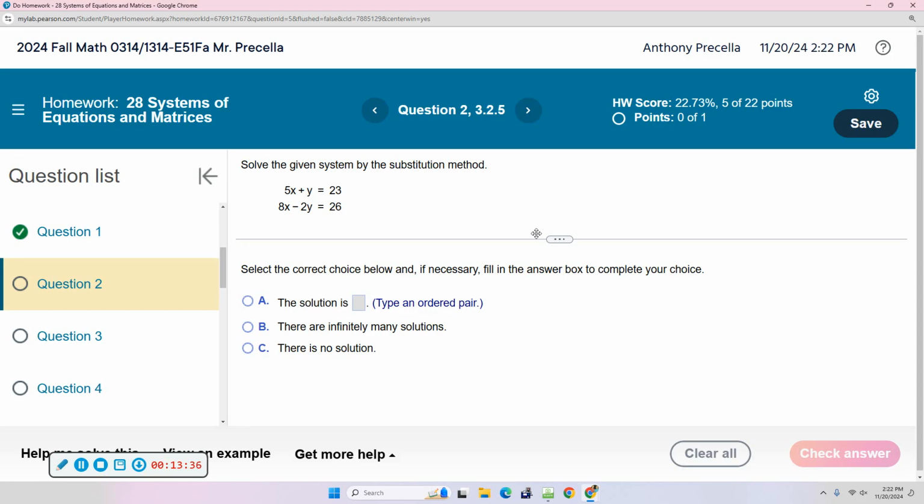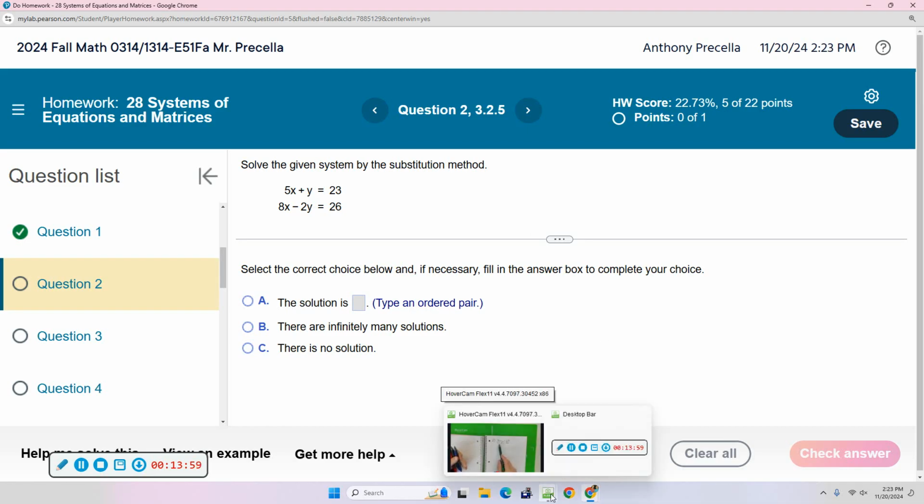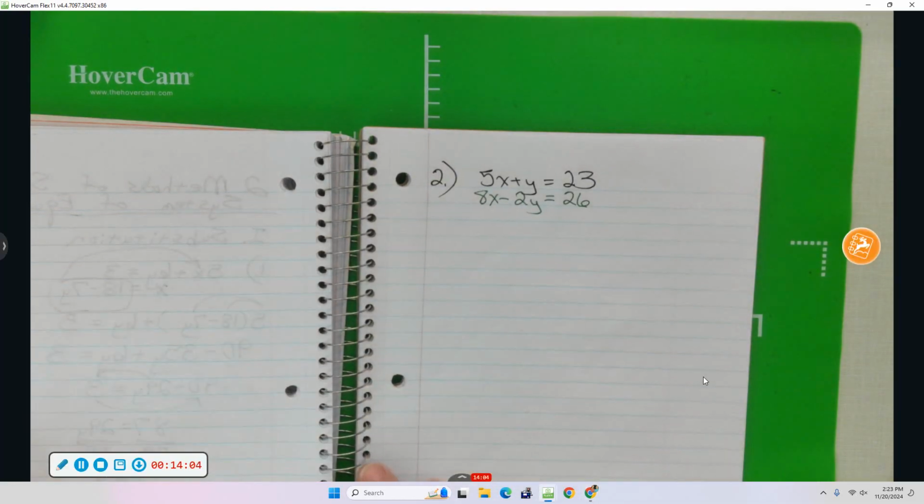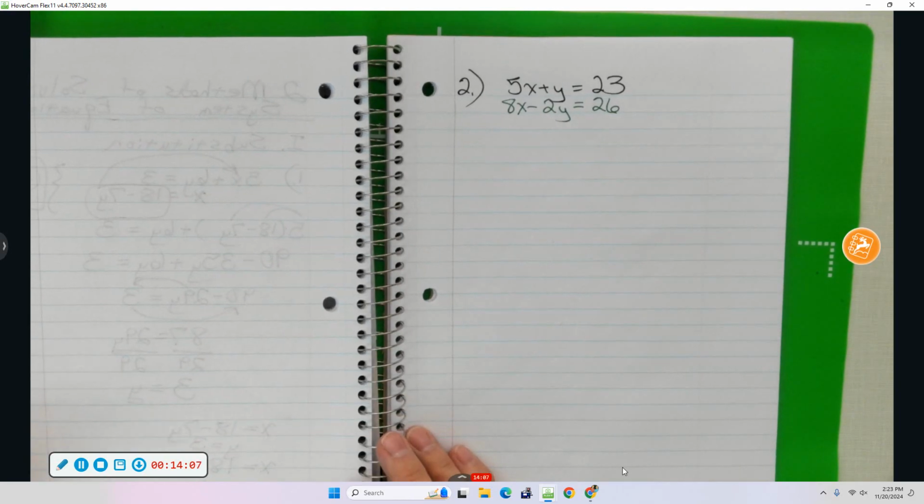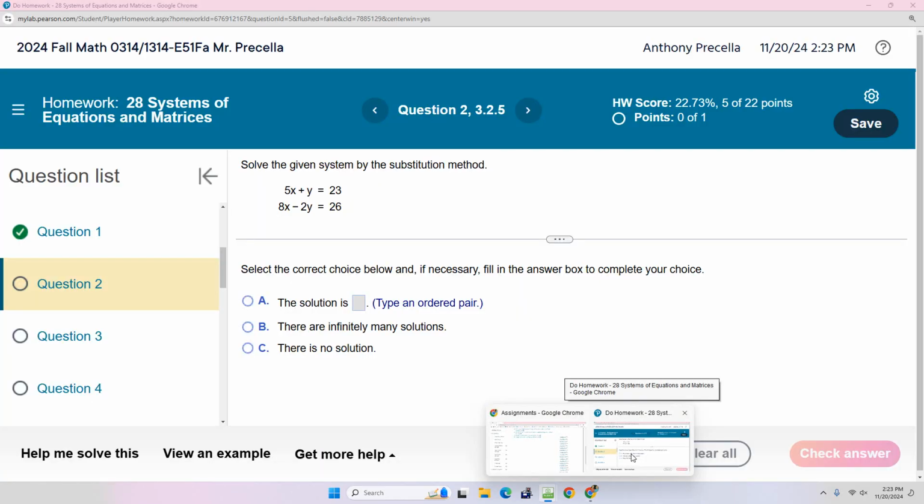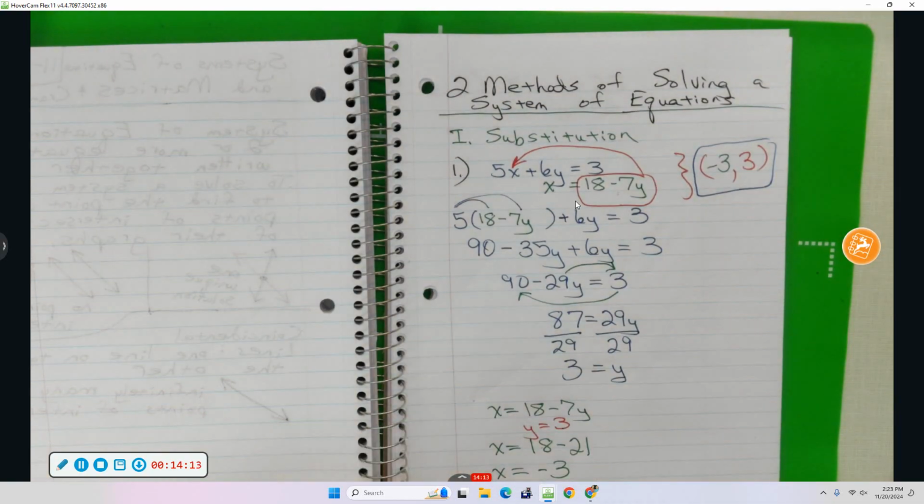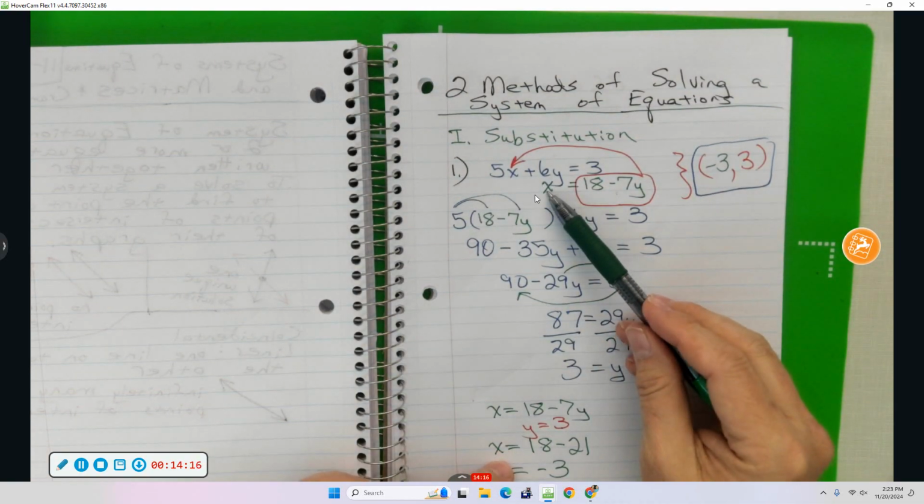We want to know, where does the line 5x plus y equals 23 intersect the line 8x minus 2y is equal to 26? Wait, you said 26, but it's 23. Yeah. Oh, 5x plus y equals 23. 8x minus 2y equals 26. You got it right. I misheard it. Instructions say to use substitution once again, but unlike the previous problem, we don't have one of the equations solved for one of the variables.